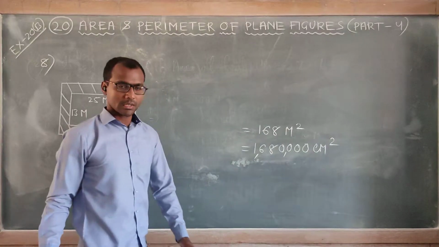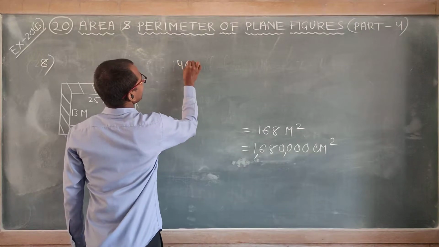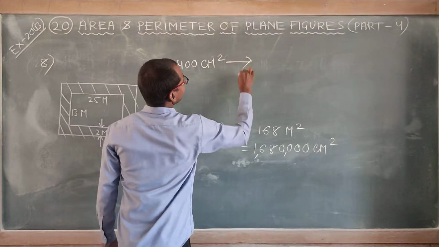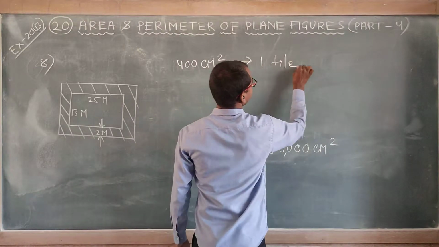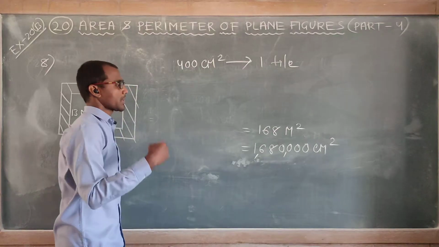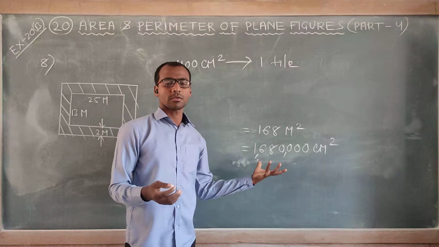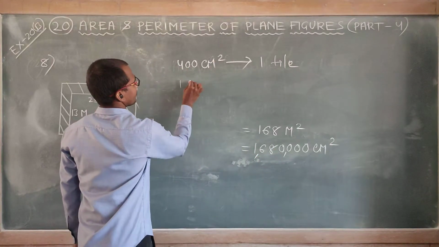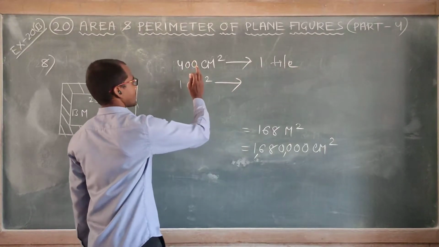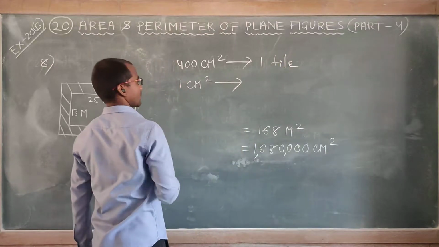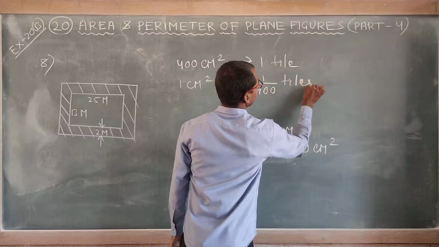Now we have to use the unitary method. Number of tiles you have to find. 400 square cm is the area of one tile. Okay. So how many tiles will be required for covering this much area? 1,680,000 square cm. This is the unitary method. Okay. 400 square cm is the area of one tile. 1 square cm is the area of 1 by 400 tiles. Okay.